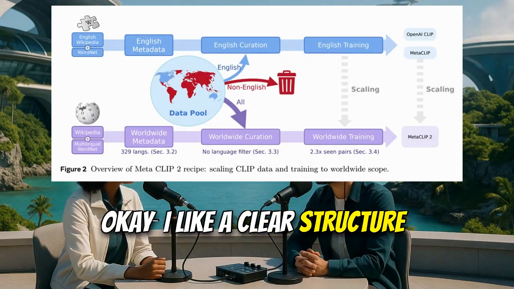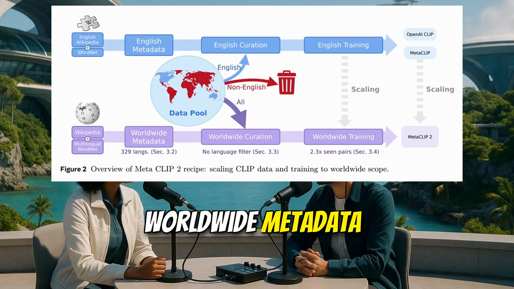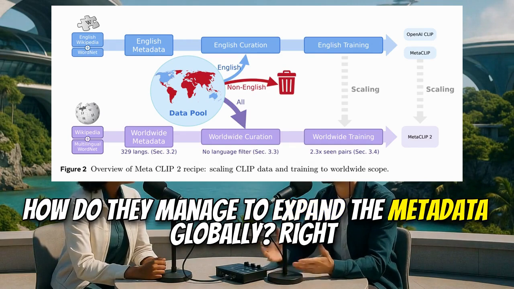Okay, I like a clear structure. Let's break them down. Pillar number 1, worldwide metadata. How did they manage to expand the metadata globally?